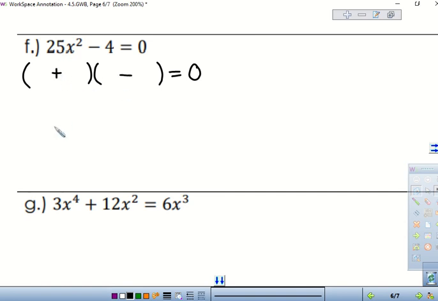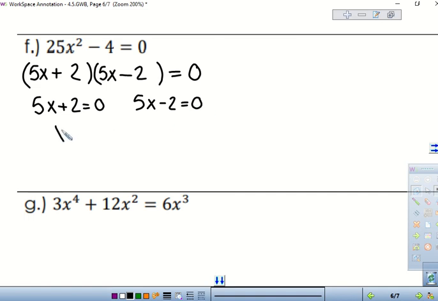What is the square root of 25x squared? What is the square root of 4? 2, and yep. So then you set these equal to 0. And you get x equals negative 2/5, and you get x equals 2/5. So my final answers are these 2.